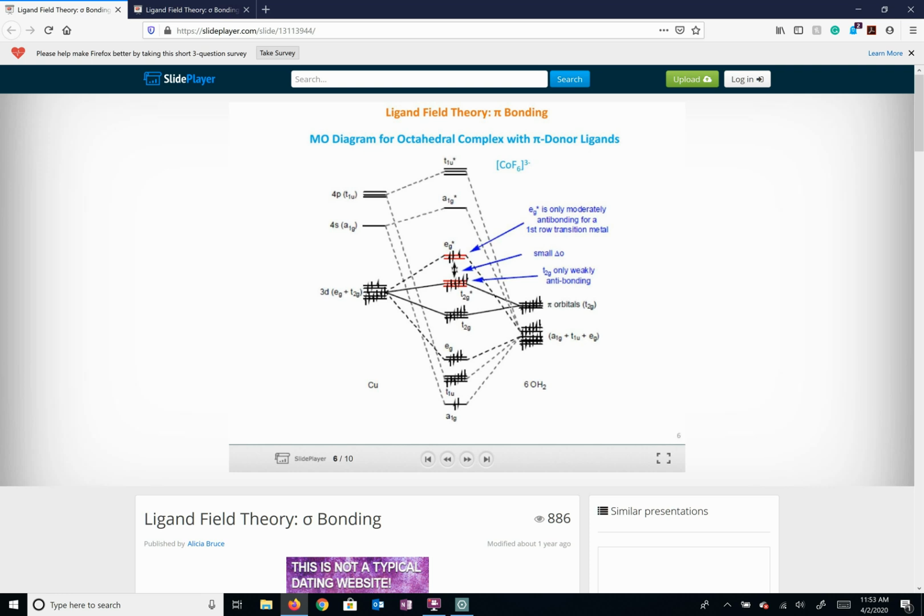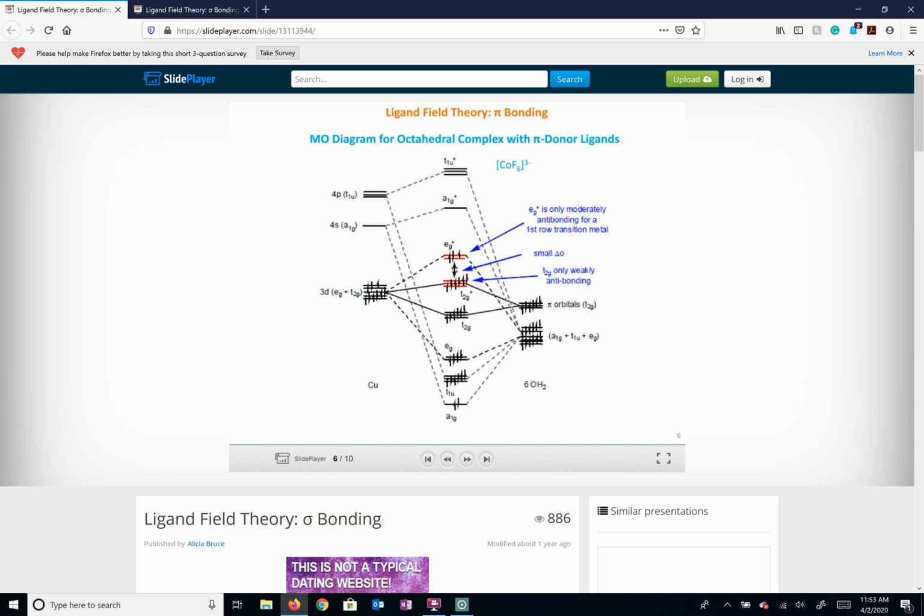So this is what we were trying to show, right? We've got a weakly antibonding T2G set. It's got a smaller delta octahedral. The EG is going to be antibonding. And we can see that the filled pi orbitals on the ligands, which is on the right-hand side here, is what makes a new bonding combination and an antibonding combination there, right?